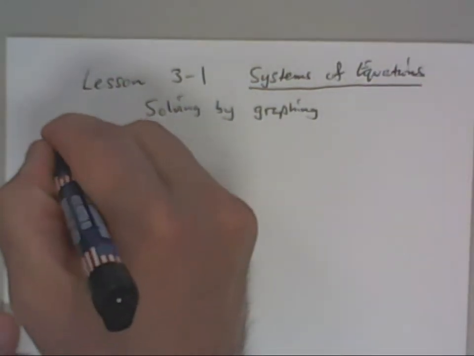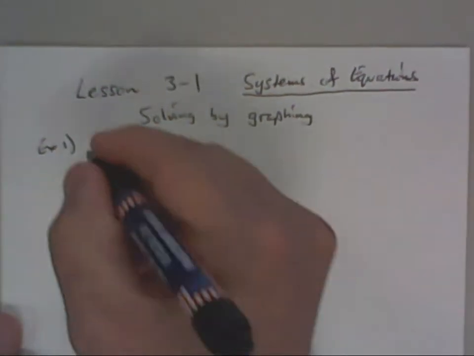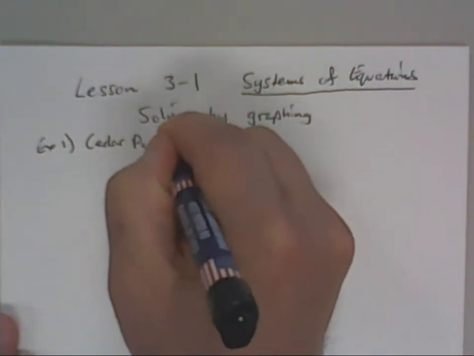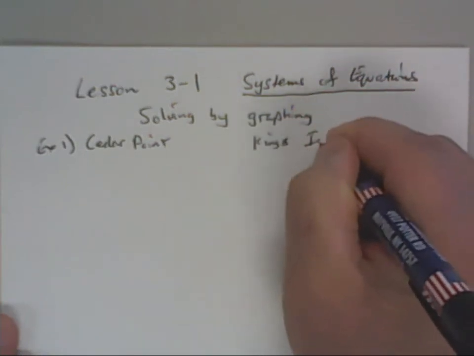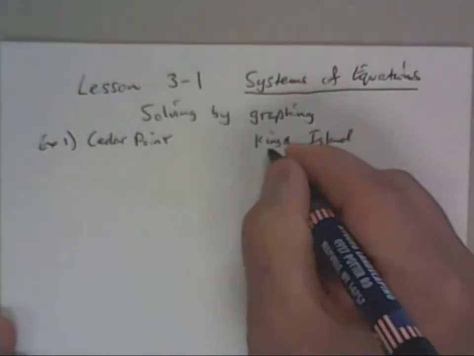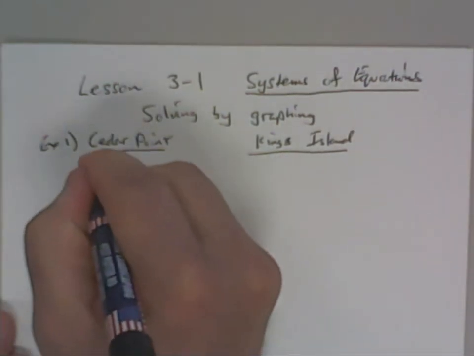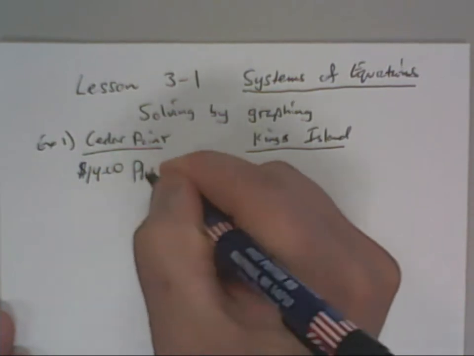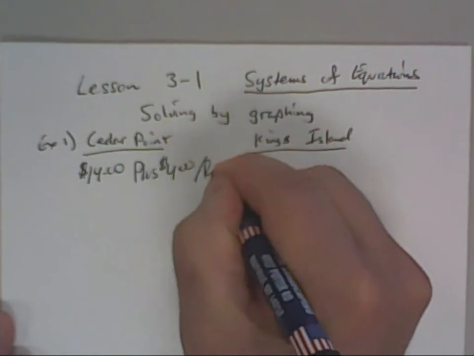And so the first example that I want to go through with you in our notes is a comparison of, and I'm making these up, a comparison between Cedar Point and Kings Island. And what I want to do is talk about prices to get in, and I know they're not really this way, but let's assume that in order to get into Cedar Point, you pay $14 just to get in the park. Plus, you have to pay $4 for every ride you go on. So it's $4 per ride.